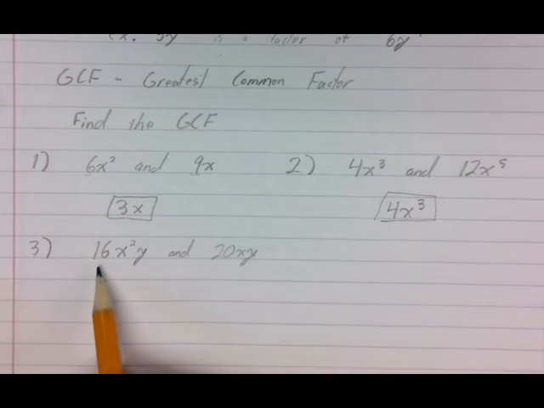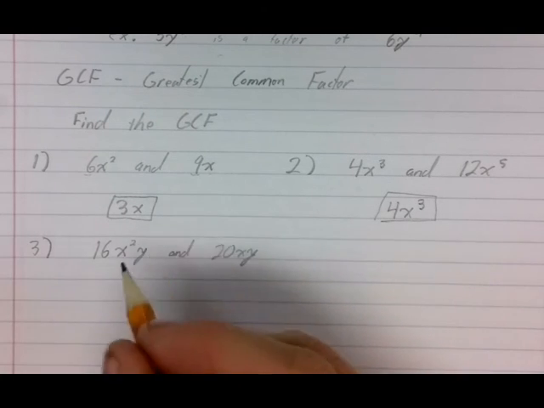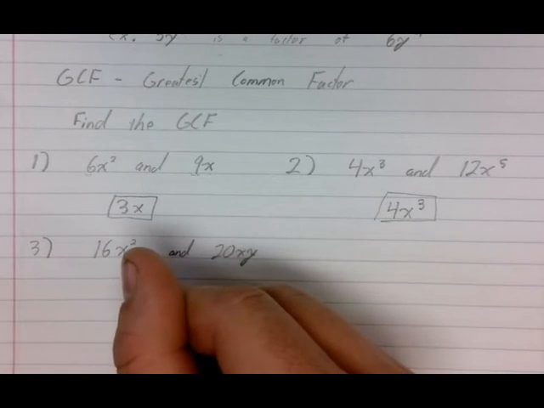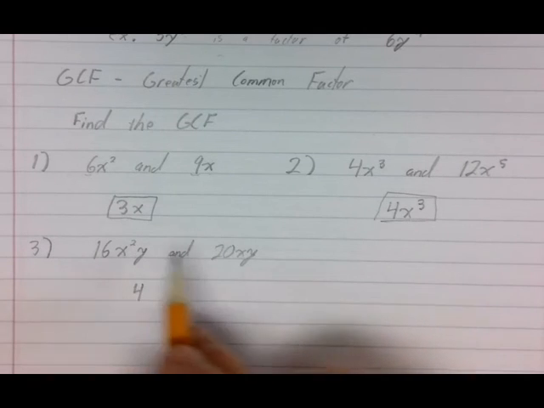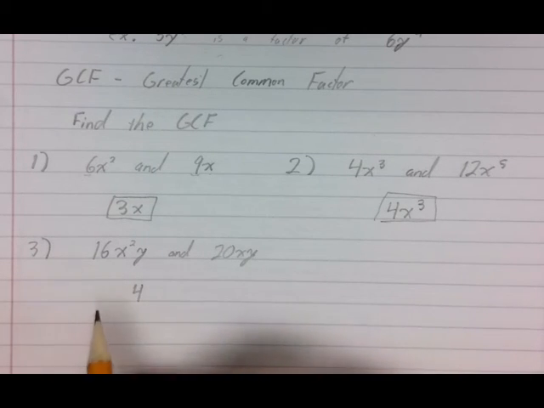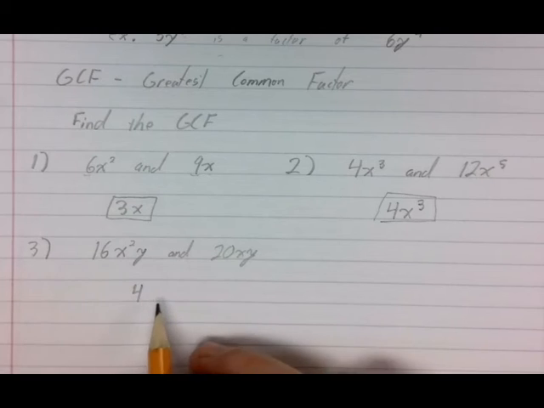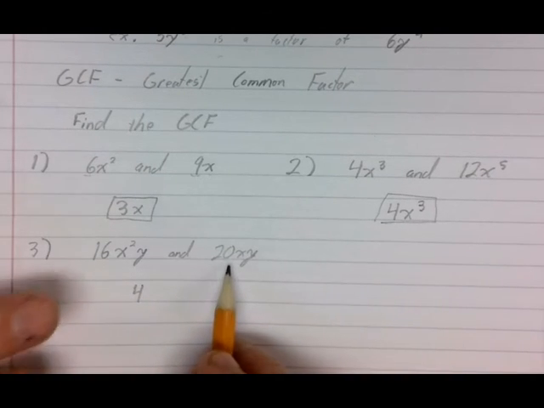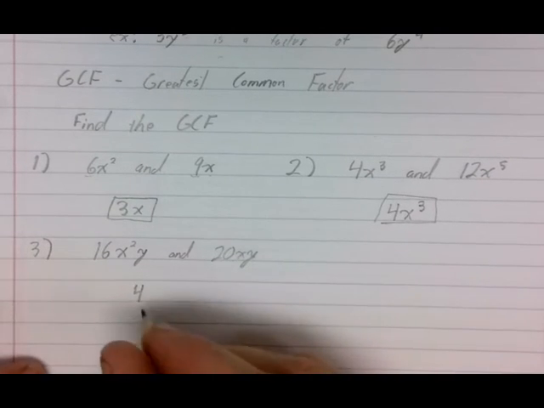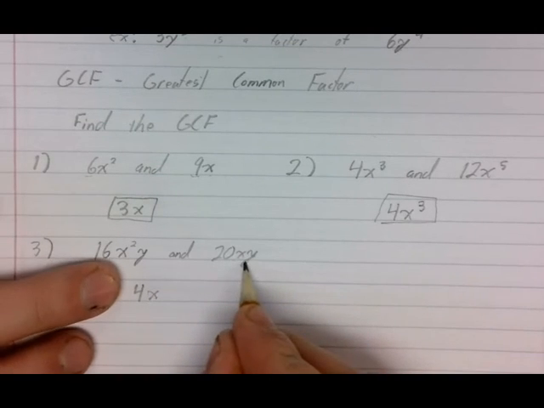Okay? So 16 and 20, well, those have a GCF of 4. So I look at all the factors of 16, all the factors of 20, and what is the greatest one that they have in common. It should be 4. These only have one x in common and one y in common.